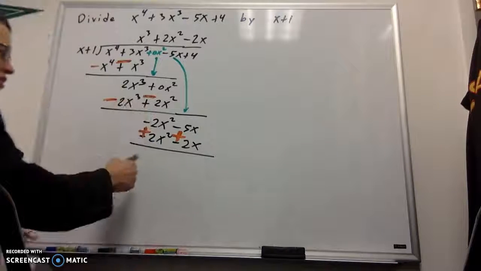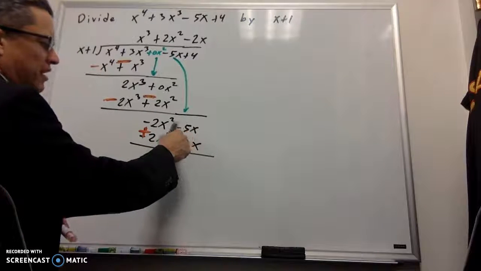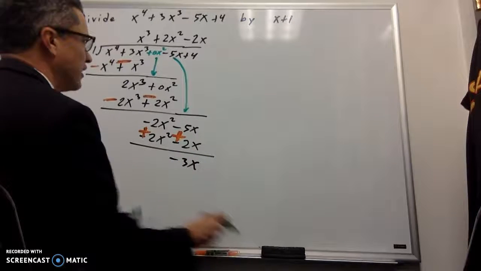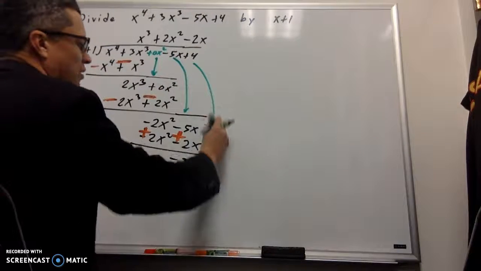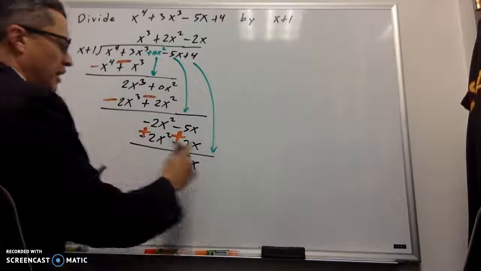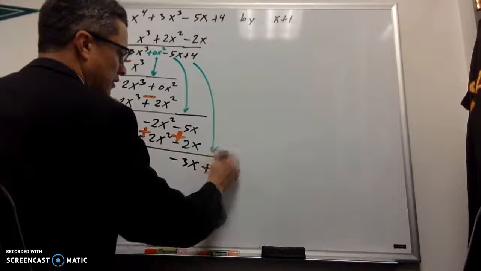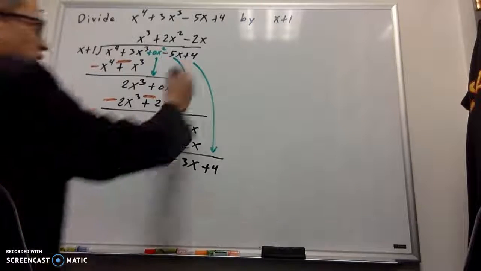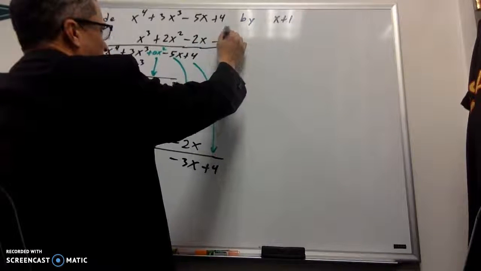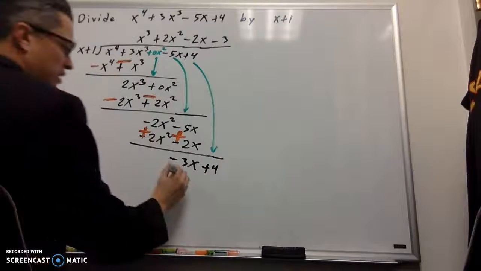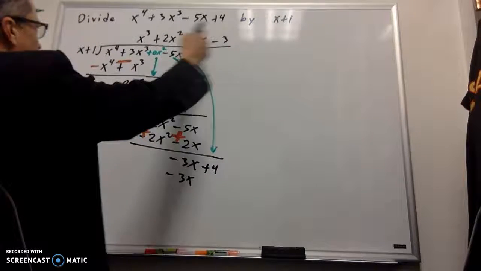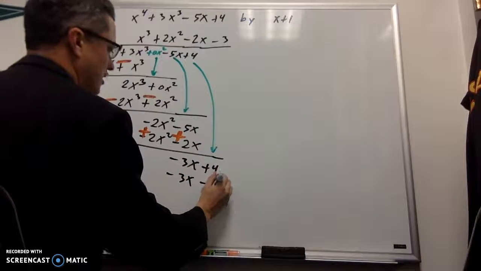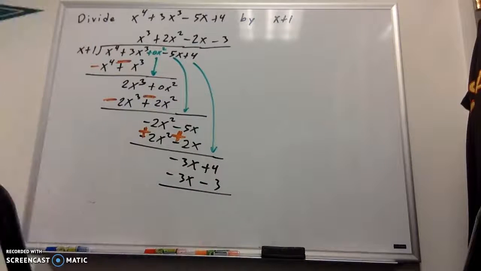All right. X squared term drops out. Negative 5x plus 2x is a negative 3x. And then finally, we'll bring down my plus 4. So x times what gives me a negative 3x? Well, negative 3, right? Negative 3 times x is a negative 3x. Negative 3 times a positive 1 is a negative 3. Right? So we're at this point.